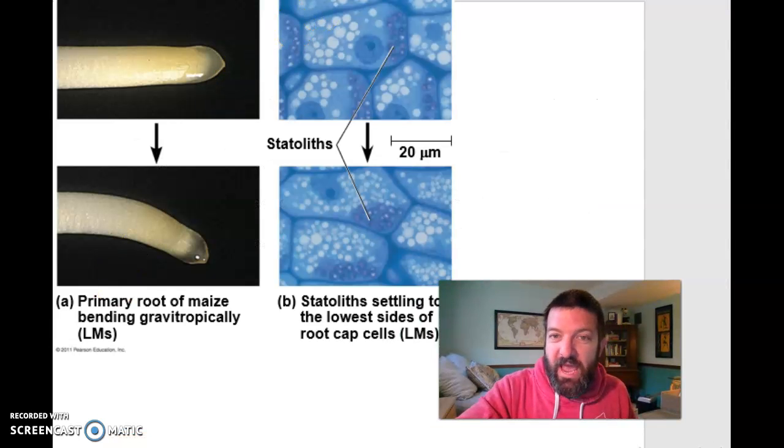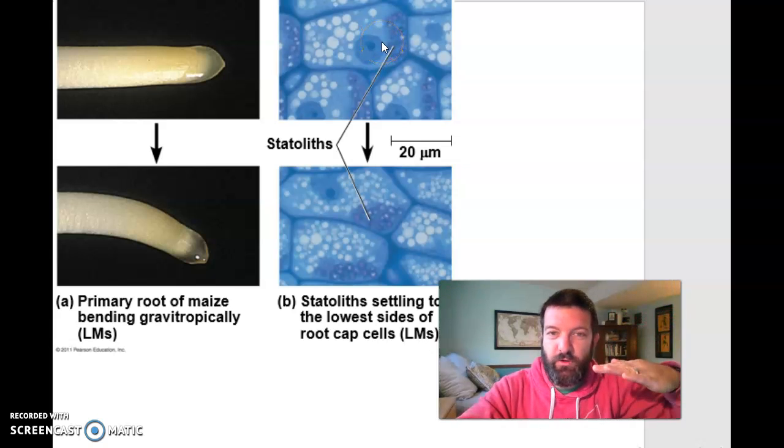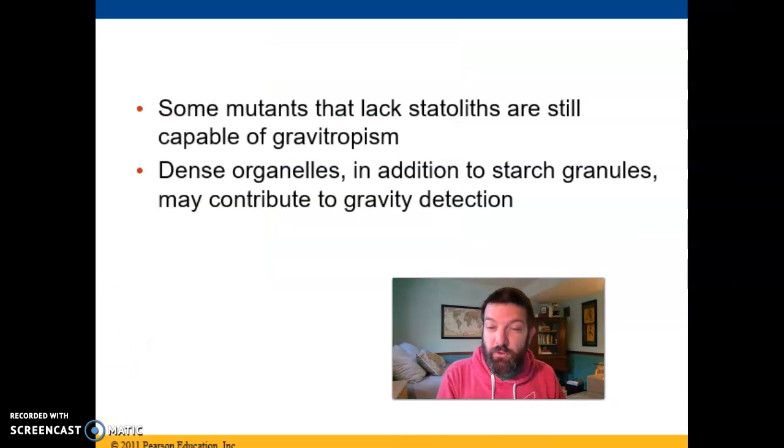And in this image, you can actually see the statoliths inside the plant cell, and they're down here, right? And this would have been facing down, but if you turn it on its side like this, those statoliths are going to fall to the bottom here, and they're going to stimulate growth in that direction, because again, roots show positive gravitropism. There are some plants that don't have statoliths, but still are able to show gravitropism. And it's thought that they use dense organelles instead of statoliths that sink in response to gravity to tell them which way is up and which way is down. So they also can show positive gravitropism.